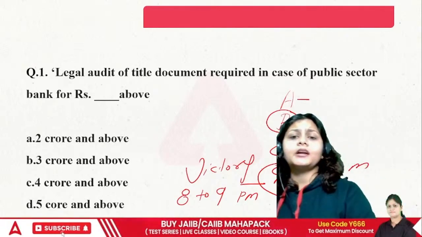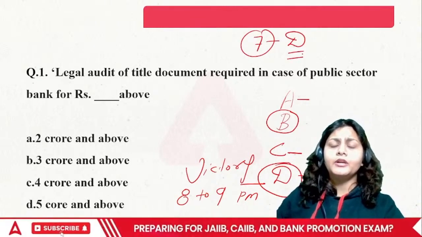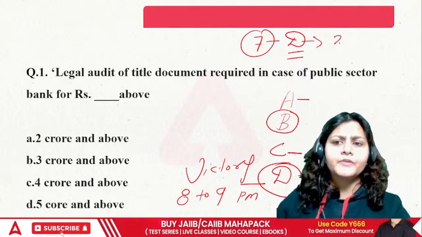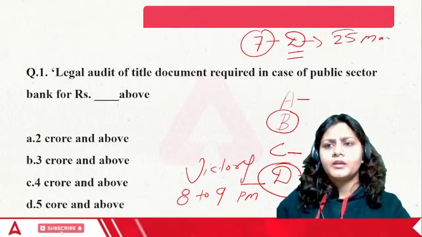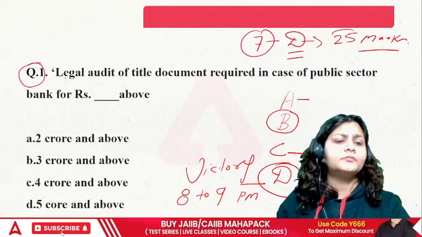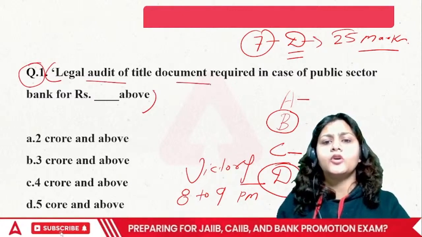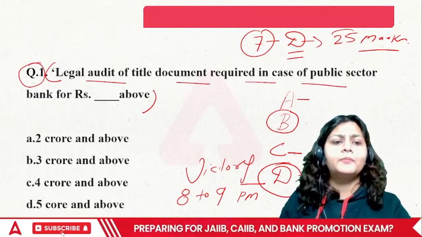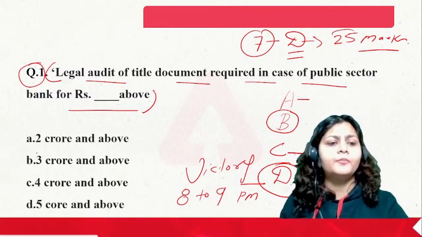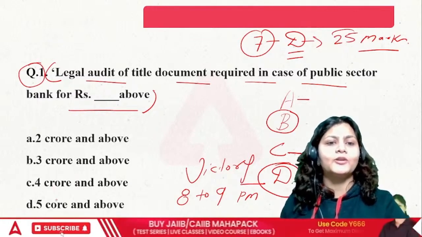There are a total of 7 chapters in module D, and when we talk about the weightage, it will have approximately 25 marks. This is your question number 1 from the audit chapter, compliance audit. The legal audit of title documents is required in case of a public sector bank for rupees above: option A is 2 crore and above, B is 3 crore and above, C is 4 crore and above, and D is 5 crore and above.